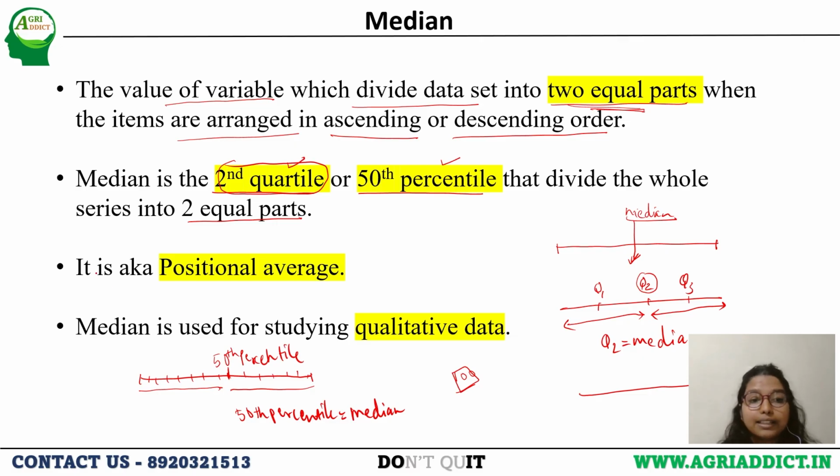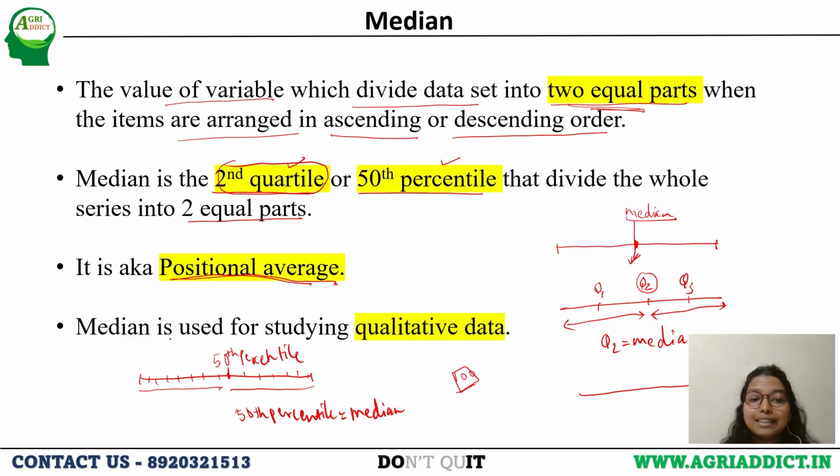Now, next point. It is also known as positional average. We are studying about position. We can't say that median can lie here or here. Median will lie in between, which will divide the data series into two equal parts. So that's why we are saying that median is also known as positional average.